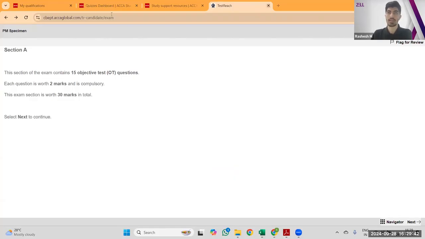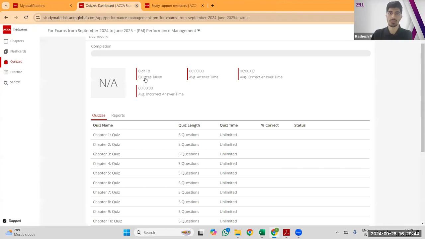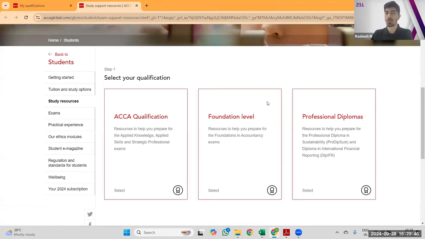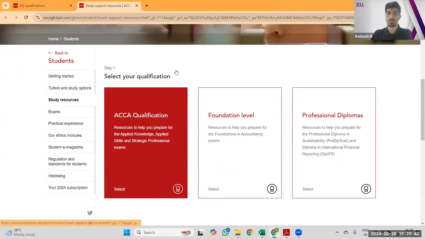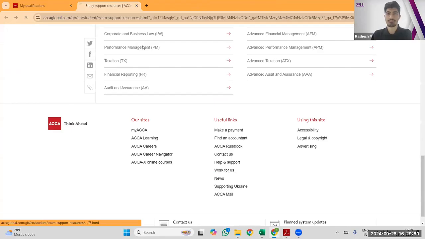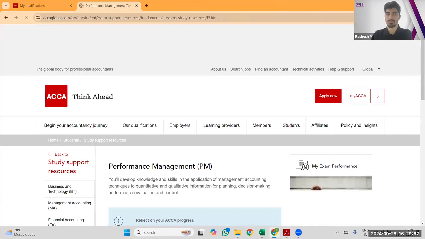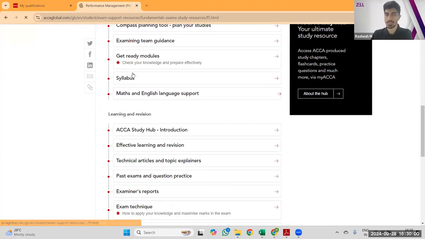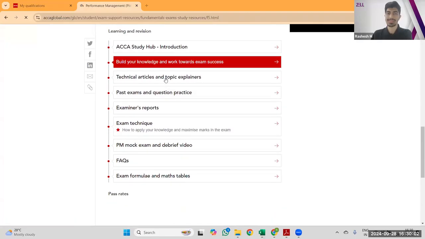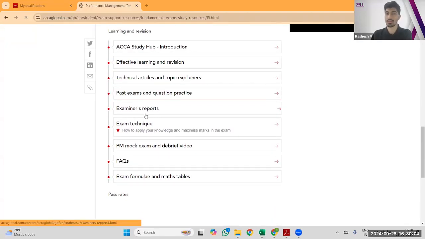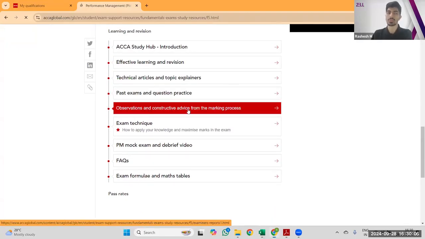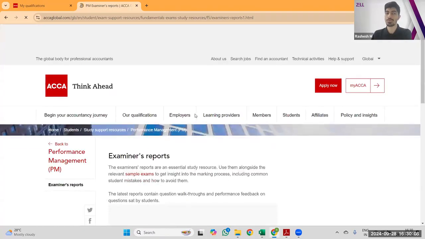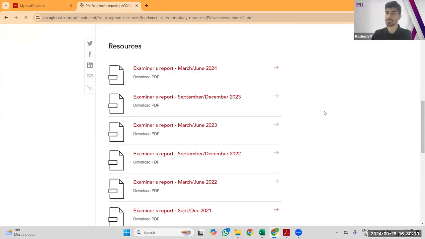So that's the practice platform. We saw the study resource. And then there are study support resources, where you select your paper. Here, basically, every detail about your exam is given to you. Your syllabus is given to you, which is important. Technical articles are given to you. Examiners' reports are given to you. So these kinds of things tend to be useful a week or so before the exam.